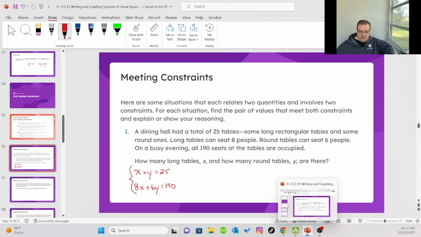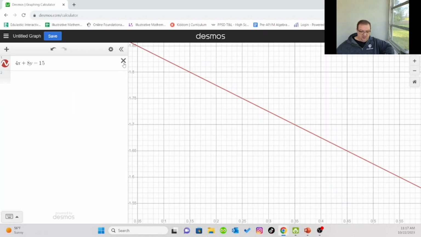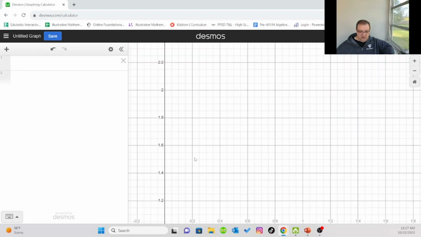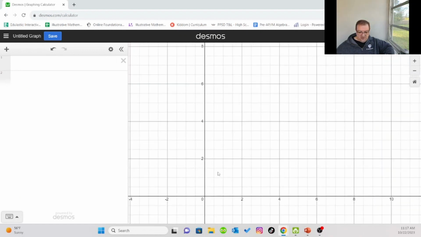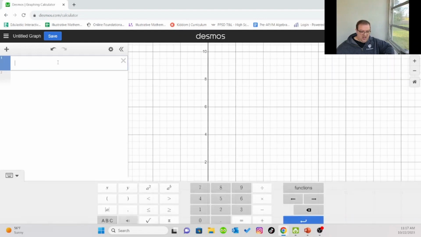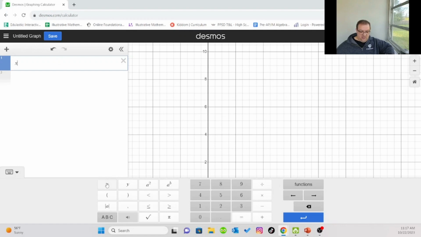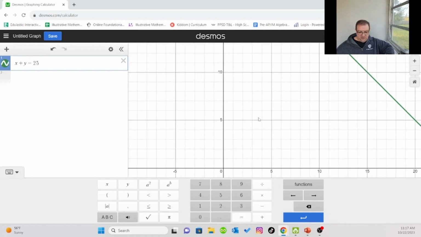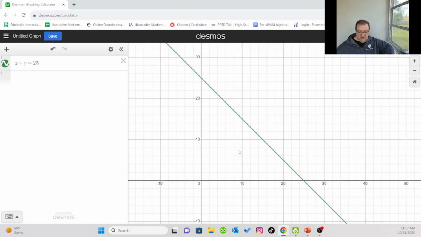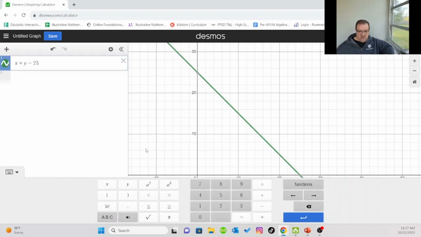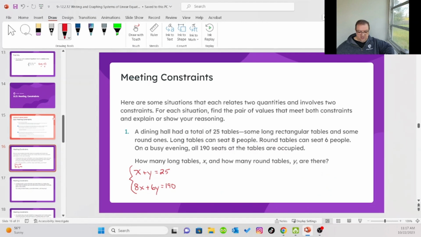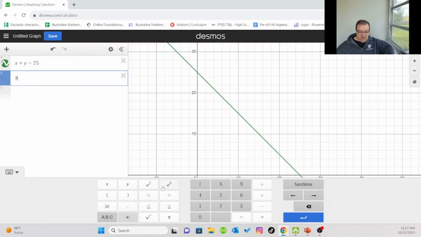Now what we can do is go to our Desmos calculator. We can clear out the previous ones. We'll zoom back out. And now we will start to enter these. We said x plus y equals 25 tables. So the green line represents our tables. Now we can enter the other equation. We said 8x plus 6y equals 190.